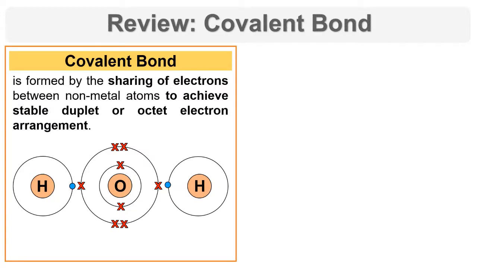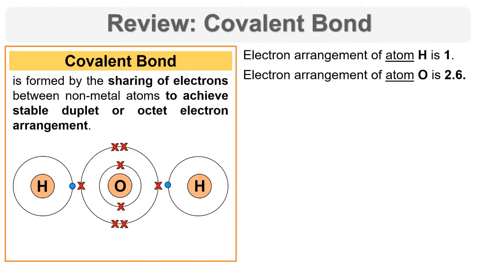Covalent bond. Covalent bond is formed by the sharing of electrons between non-metal atoms to achieve stable duplet or octet electron arrangement. For example, covalent bond is formed when water molecule is formed from the reaction between hydrogen and oxygen. Electron arrangement of hydrogen atom is 1. Electron arrangement of oxygen atom is 2-6.